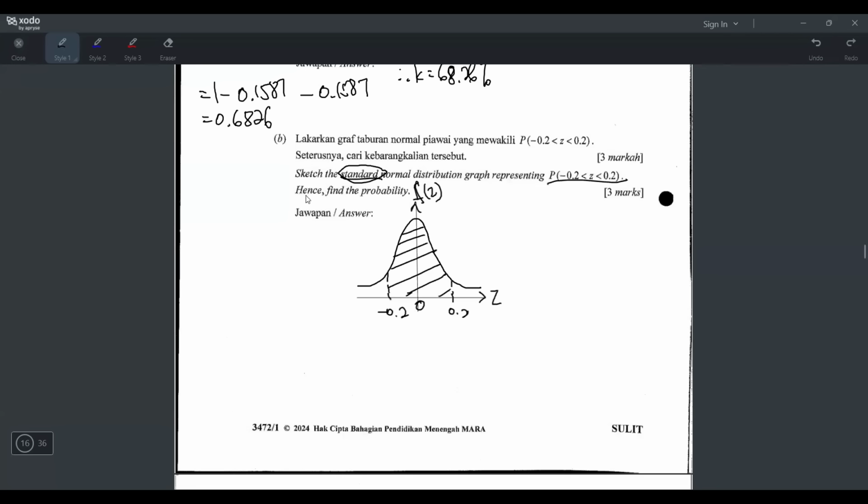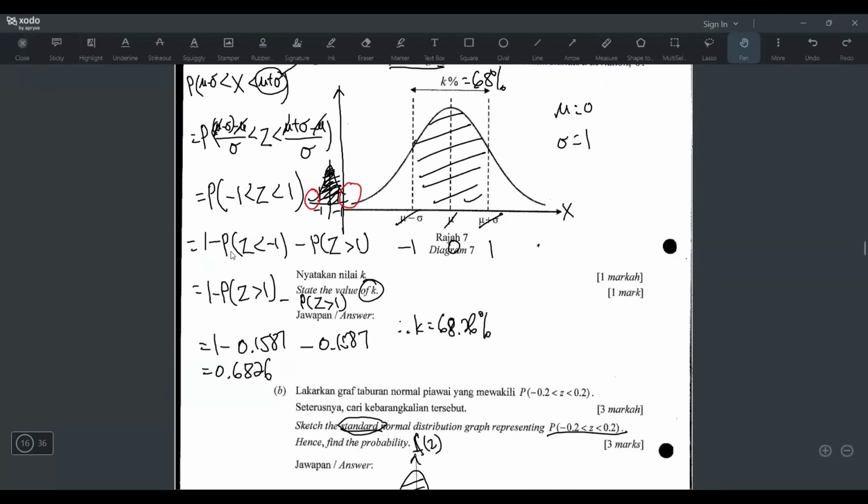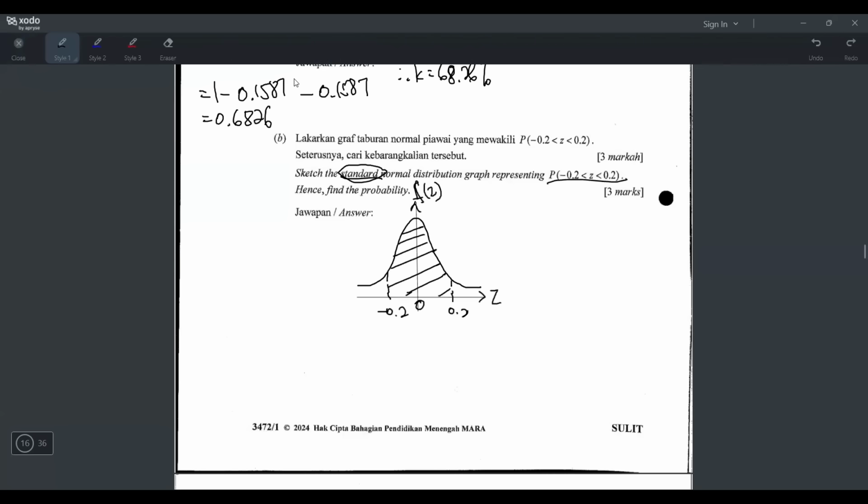Now they say find the probability. I think you can use the same method I showed you just now. Just take 1 minus the two parts that you don't want. The reason you take 1 minus is that your shaded region has already crossed over the vertical axis. So it becomes the probability for negative 0.2 to 0.2. No need to convert the Z value, this is already a Z value. So straight away, 1 minus P(Z smaller than negative 0.2), which is this one.